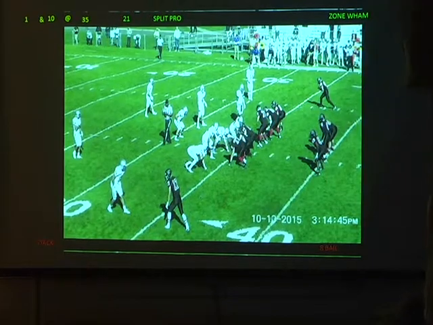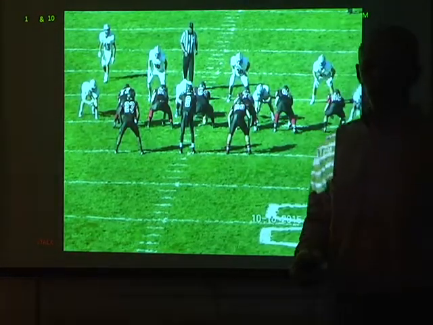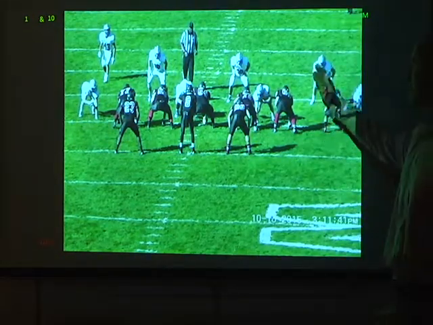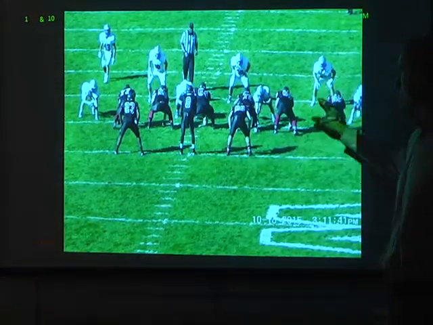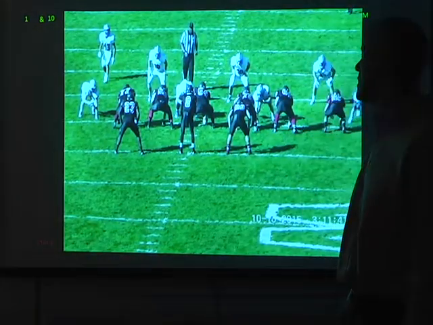Okay, so the first formation here is your base pro formation out of 21 personnel, 2 backs, 1 tight end. We have a tight end set to the defensive left. It's on the right in this picture, but we would have a left-left call from the Mike linebacker.